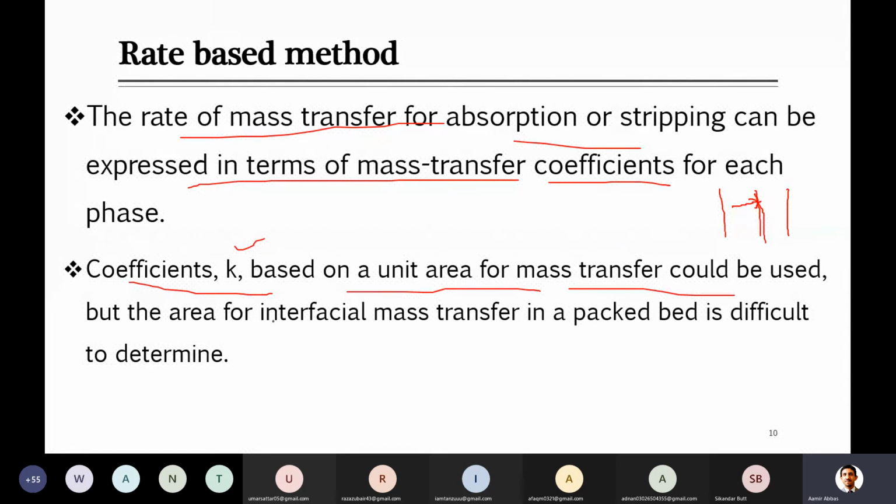But if you look at those equations which involve this K and this unit area, for these kinds of applications where we are using it in a packed tower, in which vapor and liquid are interacting with each other, it is really difficult to calculate this area for interfacial mass transfer.